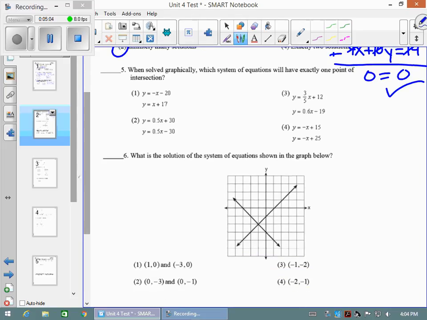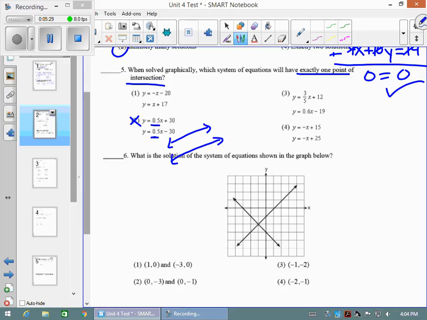Question 5. When solved graphically, which system would have exactly 1 point of intersection? So the thing you wanted to notice about question 5 is that if you look at these choices, choice 2, these two lines have the same slope but different y-intercepts, meaning they're parallel. Parallel lines will never intersect. They will go off in the same slope with different y-intercepts, giving us no solution.